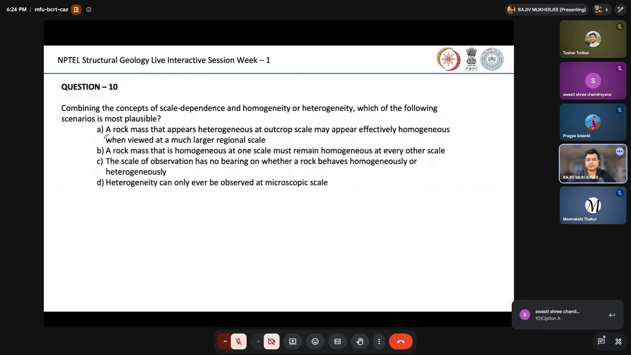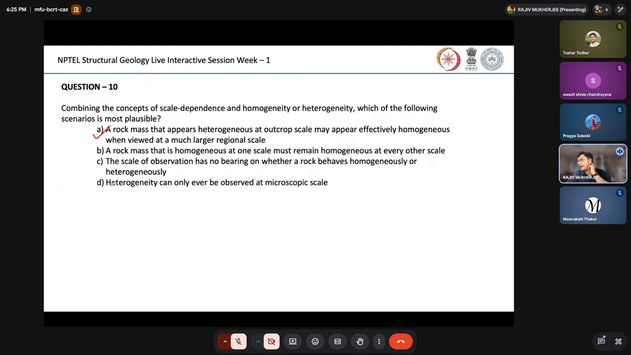So what is the most possible answer? Option A. Exactly. And the opposite is also correct: homogeneous at small scale can also become heterogeneous at larger scale. That is opposite to what is in option D. Option D is saying that heterogeneity can only ever be observed at microscopic scale. That is entirely incorrect. Why?